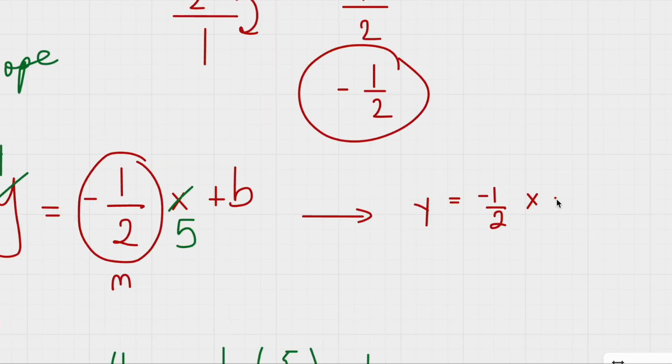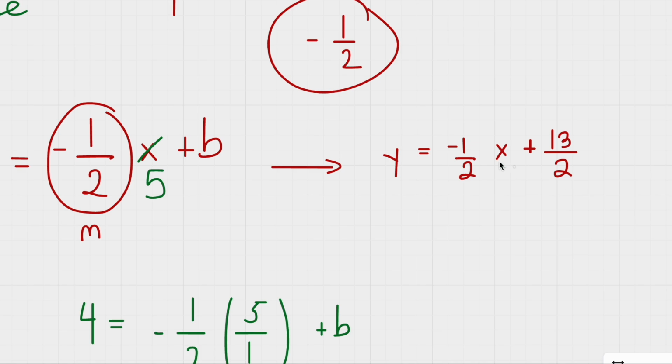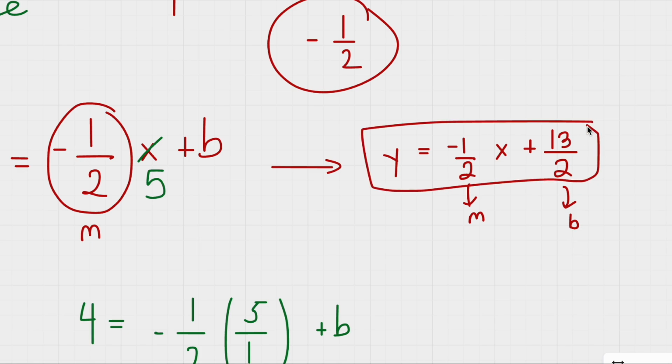That means your final equation would be negative 1/2 x, which was your m value, plus 13 over 2, and this was your b value. And that would be the final answer.